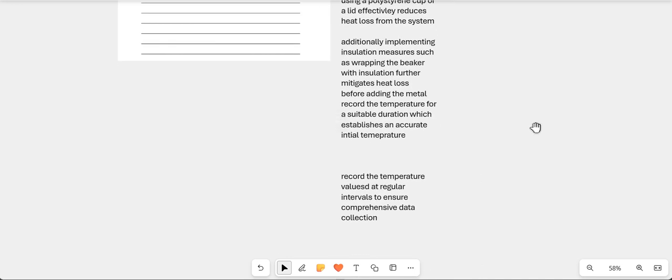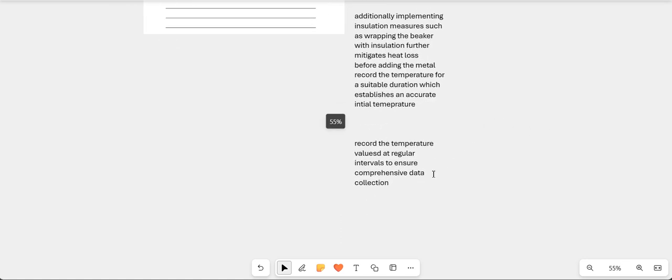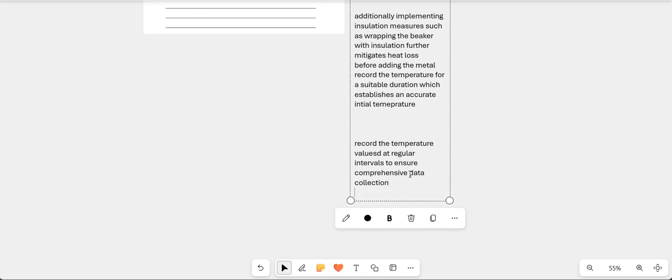The examiner will like this, you know what I'm saying? They'll like it when you mention it. So when you say comprehensive data collection at regular intervals, because obviously you take small intervals and whatnot, it makes it more accurate compared to if you took readings randomly. Makes it more comprehensive.